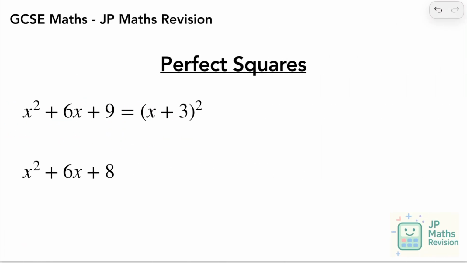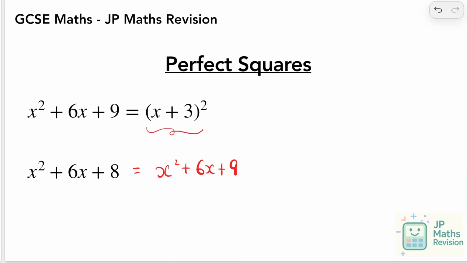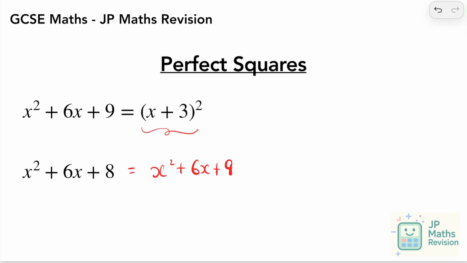So if we have x squared plus 6x plus 8, what I could do is I could write this as x squared plus 6x plus 9, because that's what we have above. But because 8 is 1 less than 9, we have to make sure to minus 1. So x squared plus 6x plus 9, that is the same as x plus 3 squared. So this time it's going to be x plus 3 squared minus 1, and we've completed the square.